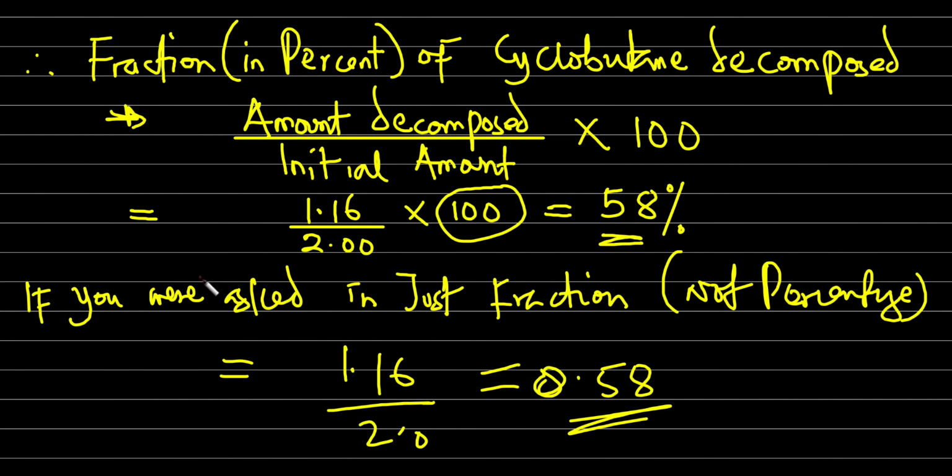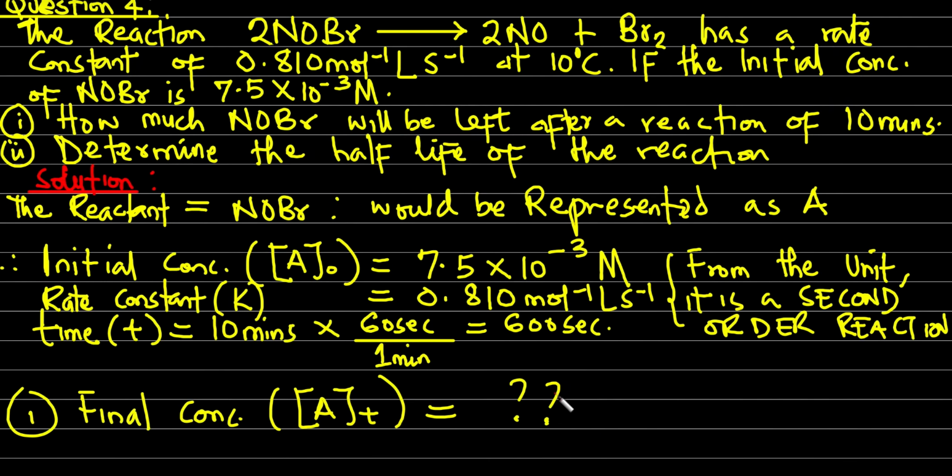Okay, now what if you were asked to give the fraction of cyclobutane that has decomposed? If you're asked to give the fraction, not percentage, all right, if it is fraction, you won't add this 100 because this 100 is why it is percentage. So if it is just fraction, you just say 1.16 divided by 2.0, that gives us 0.58. So this is a fraction. Okay, so that is that for question number 3. So let's look at the next question here.